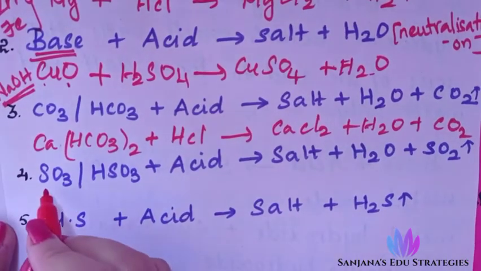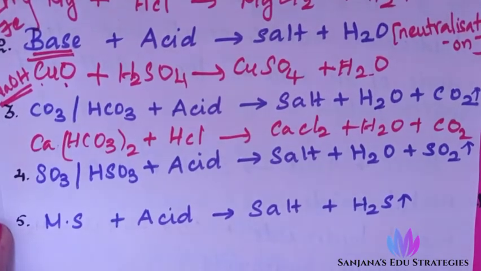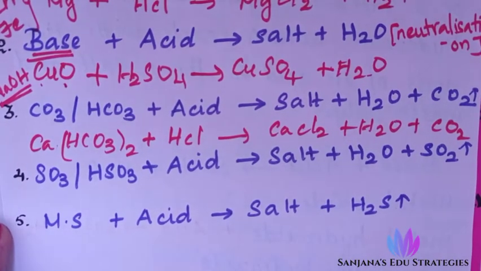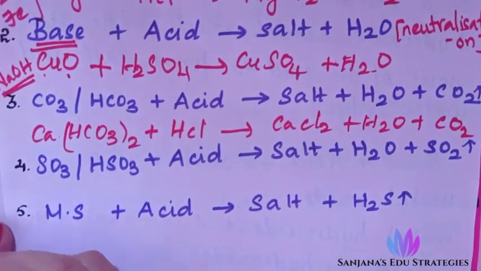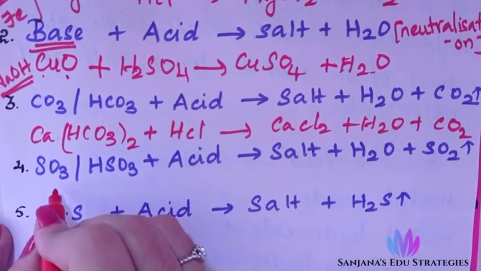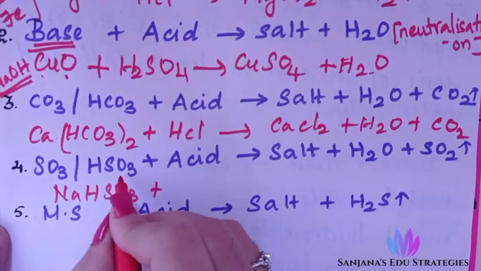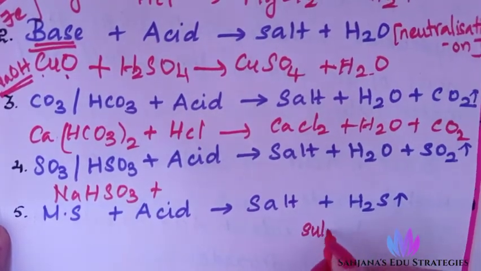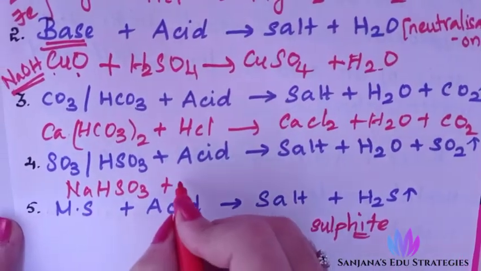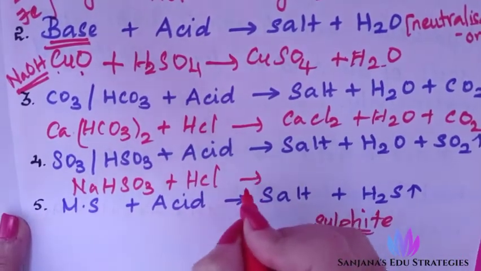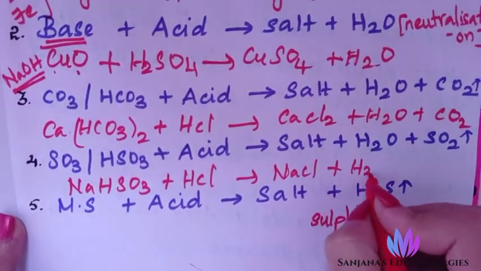Next, sulfite SO3 and bisulfite, in reaction with acid, form salt plus water plus sulfur dioxide. I am taking sodium sulfite plus an acid, HCl. It gives salt, that is NaCl, normal salt, plus H2O plus SO2.